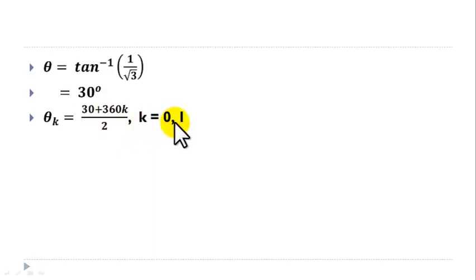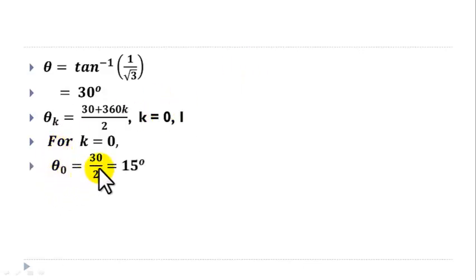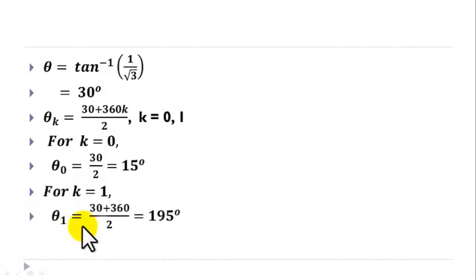Note that since we are finding the square root of the complex number, that means n is 2, and k will stop at n minus 1. That is, k will stop at 1. For k equal to 0, we have theta 0 equal to 30 plus 360 times 0 all over 2, and that will give us 30 over 2, which is equal to 15 degrees. For k equal to 1, we have theta 1 equal to 30 plus 360 times 1, which is 390, divided by 2. And that will give us 195 degrees.